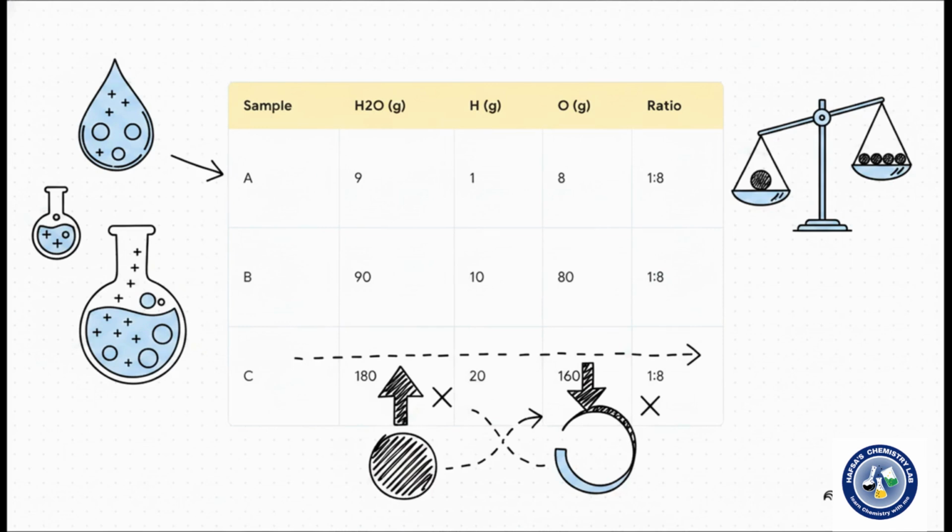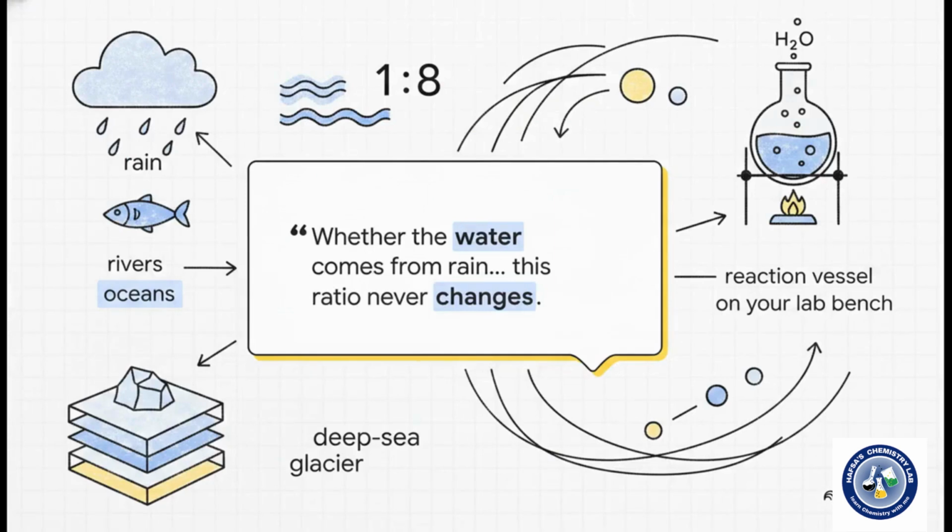Notice how, even though the absolute component masses scale way up, from just 1 gram of hydrogen all the way to 20 grams in the biggest batch, the final mass ratio of hydrogen to oxygen stays at a perfect 1 to 8 across the board. The math always scales proportionately, always. And this really brilliantly illustrates our foundational premise.